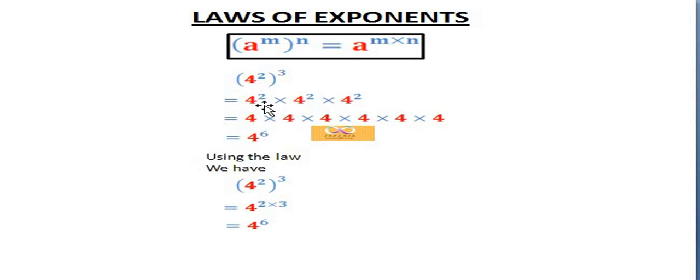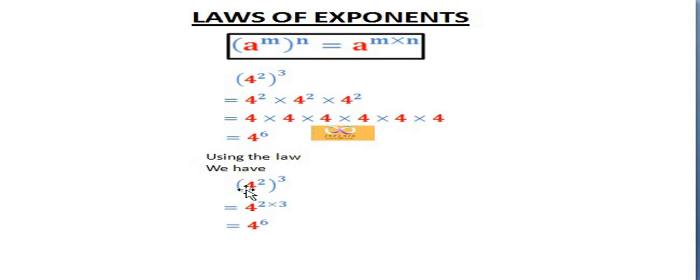Now I will expand each of these. So 1, 2 of this, 1, 2 of this, and the last one, 4 to the power 2, I have written over here. So if I write this in general, I can say that the base is the same. These are the bases I have over here, so I will write 4. How many times is the number getting multiplied by itself? 1, 2, 3, 4, 5 and 6 times. So now it is 4 to the power 6.